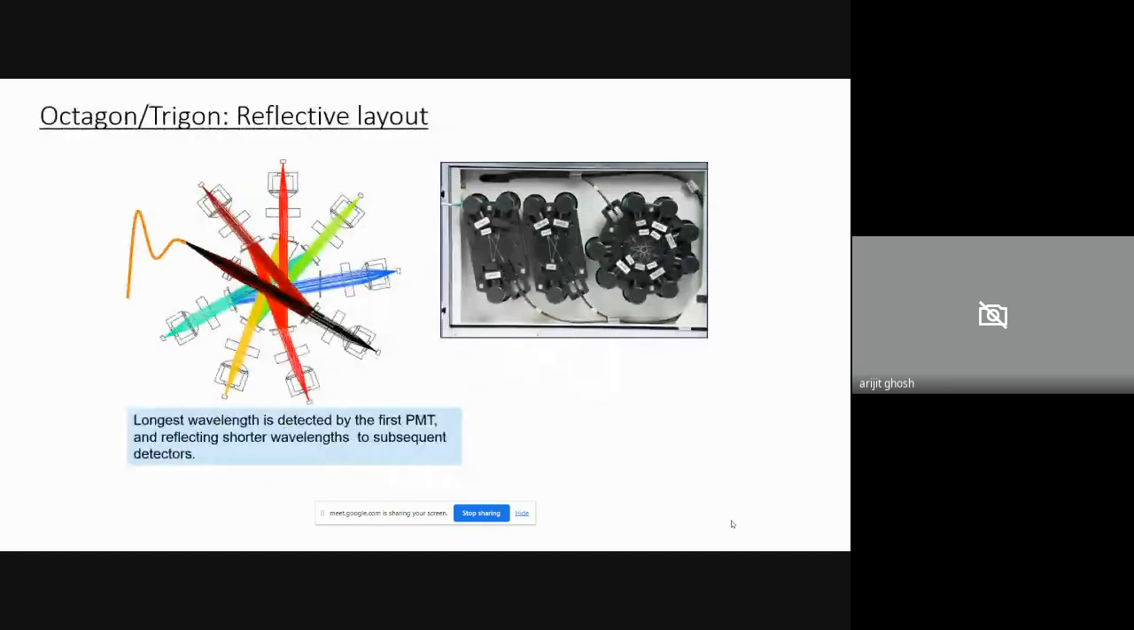Now, in modern flow cytometers, this type of layout is nowadays being used, which is called octagon or trigon layout. So this layout is based on reflection. So here transmission doesn't occur, and here the longest wavelength is detected by the first PMT, and then the shorter wavelengths are respectively detected by subsequent detectors.